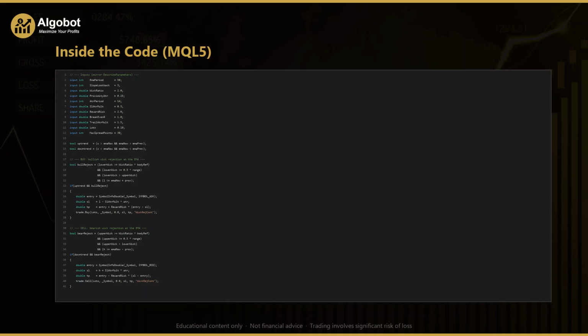Lots and max spread points handle position size and the spread filter. Now the two signal blocks. In the buy block, the code checks that we're in an uptrend and that bull reject is true, meaning the lower wick clears the wick ratio, covers at least half the candle's range, exceeds the upper wick, and the low reaches near the moving average.